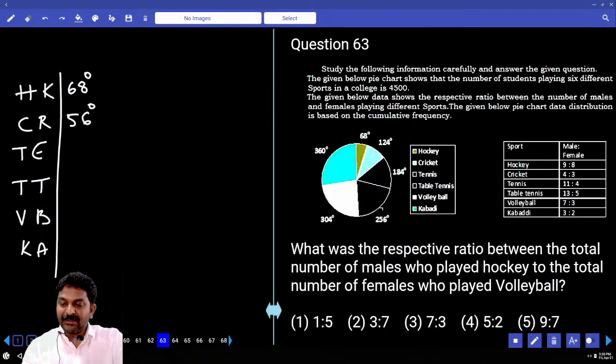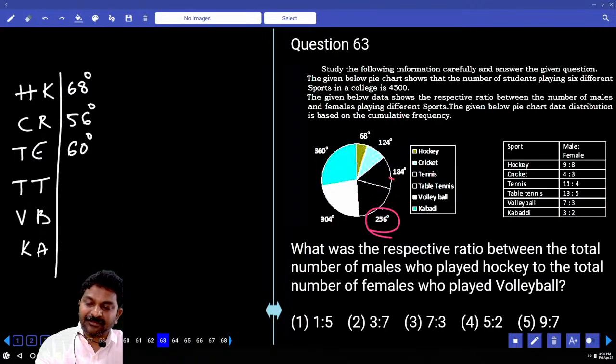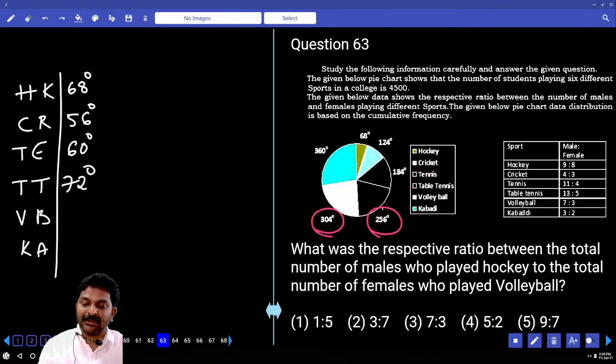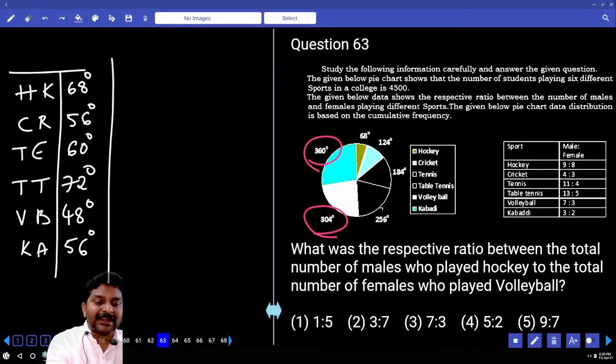56 degrees. Next, 184 includes hockey, cricket and tennis, correct? So from that 184, if you subtract 124, which includes both hockey and cricket, you will get tennis only. How much is that? 60 degrees. Next, difference between 156 and 184, 72. Difference between 304 and 356, 48. Difference between 360 and 304, 56 degrees.